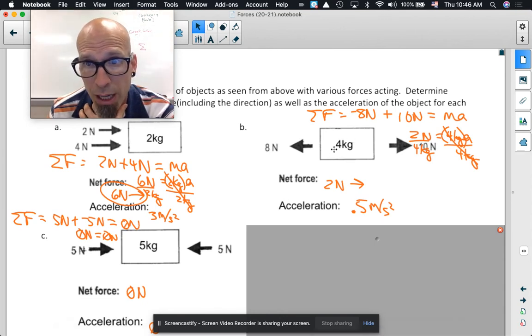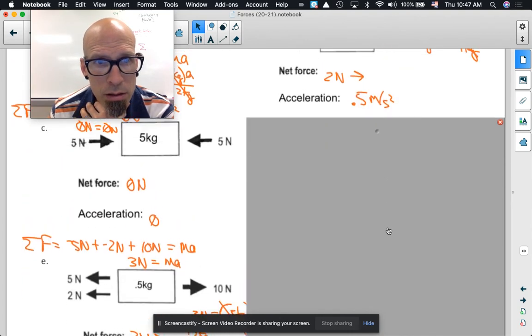Then to find the acceleration, we've got to put 4 kilograms in for the M. I put 4 kilograms in for my mass, divide both sides by 4 kilograms. 4 kilograms goes away on this side. I have 2 newtons over 4 kilograms. That's 2 over 4, which is 0.5. That's a half, right? And again, it's either newtons per kilogram or meters per second squared.